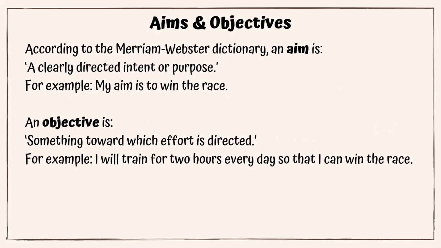So if we think about an aim as a clearly directed intent or purpose, so my aim is to win this race, then your objective is something towards which effort is directed. So how will you do that? So you'll train for 2 hours every day so that you can win that race.